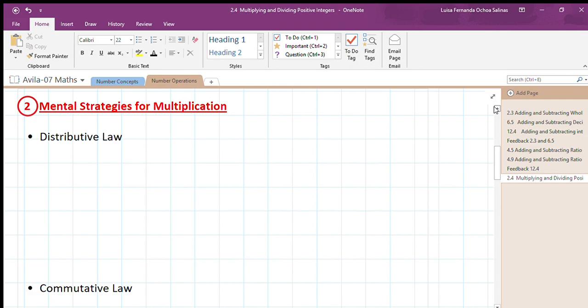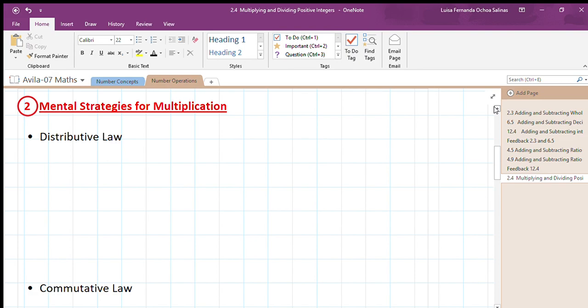Okay, girls, in our second video today, we're going to discuss mental strategies for multiplication. So we have been doing this since the beginning of the year. So we are just going to talk about different strategies here that you can use when you're being asked to do mental multiplication, not using pen and paper.